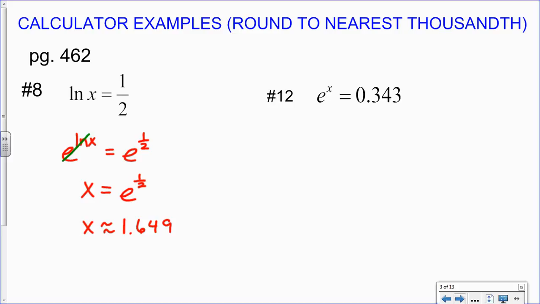And if you're not getting that, then you're just probably typing something in wrong. Talk to me. I can walk you through, maybe show you what to do. If you're using your phone, you have to do the 1/2 first. You have to type in 0.5 or 1/2, and then hit the e to the x button.